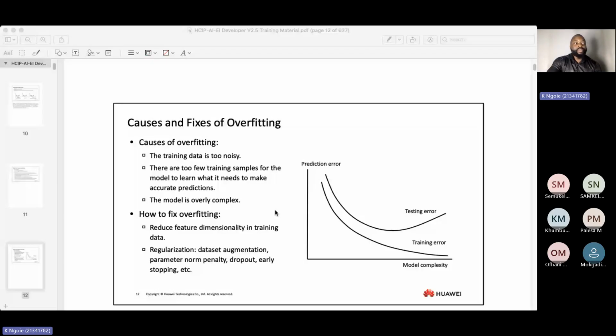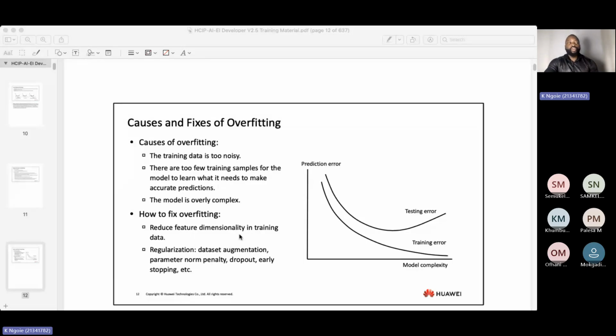Basically, when you're training it, the training error will be really small, which means the error that you're getting when you're training is really small, and you are satisfied with it. But when you start testing it, the testing error is really big, because as soon as you provide data that the system has never met before, the system becomes weak. So the training data is too noisy. So how to fix it?